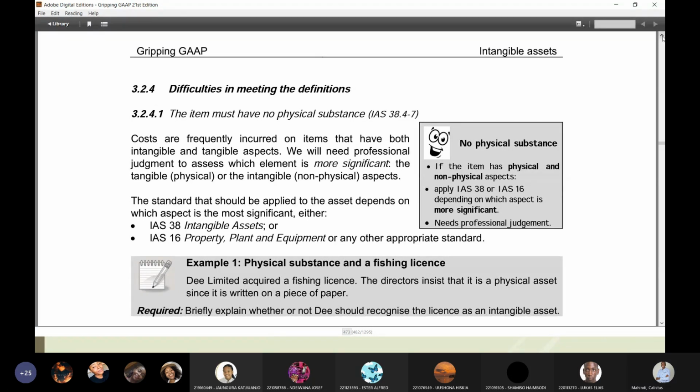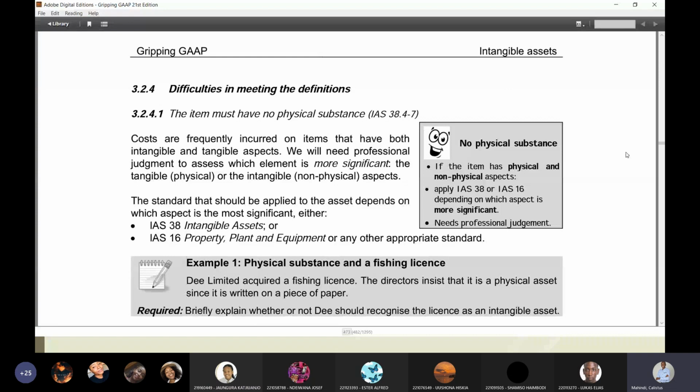Okay. Can you? It is an intangible asset because the license gives us a kind of permission to do something, or a right to do something, and that right cannot be seen or touched.